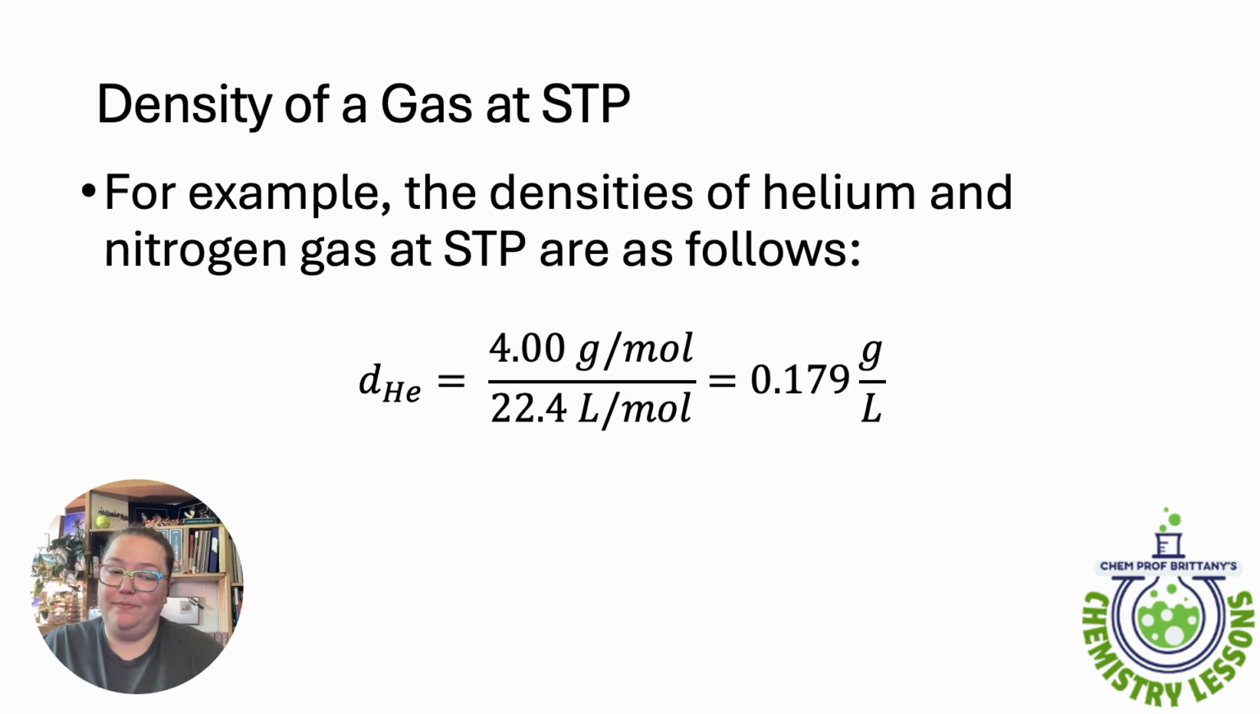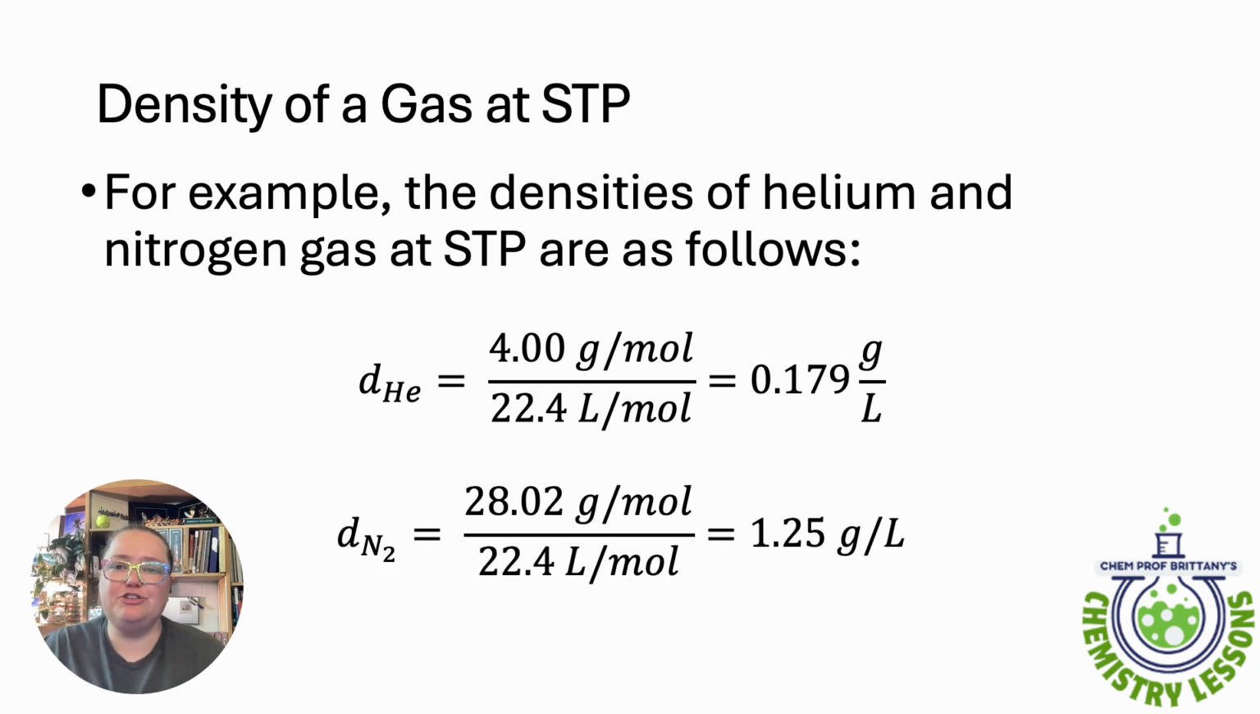So, for example, here we have helium. Helium weighs 4 grams per mole, and the molar volume is 22.4 liters, which gives us a density of 0.179 grams per liter at standard temperature and pressure. Nitrogen is a much heavier gas, so it's 28.02 grams per mole. In that same 22.4 liters means that we have a much higher density for our nitrogen gas at that same volume and temperature and pressure.